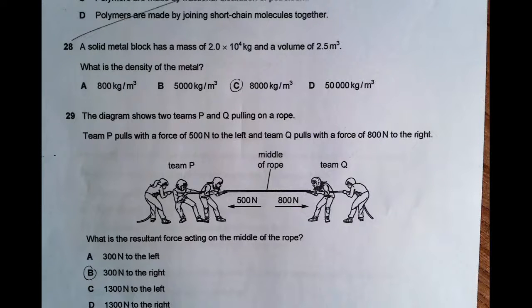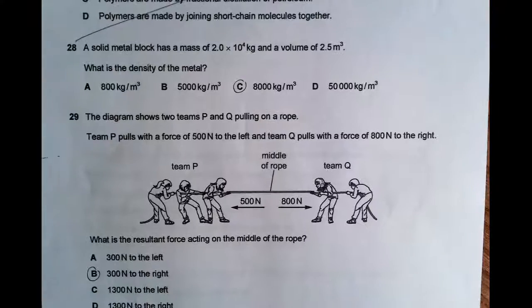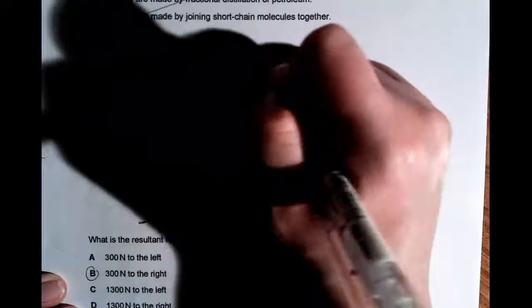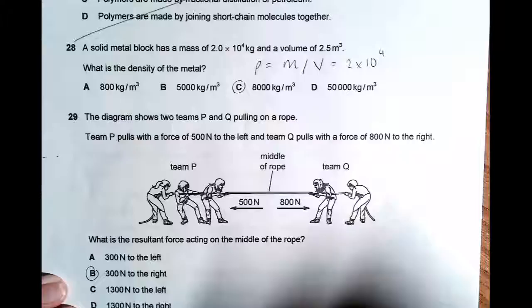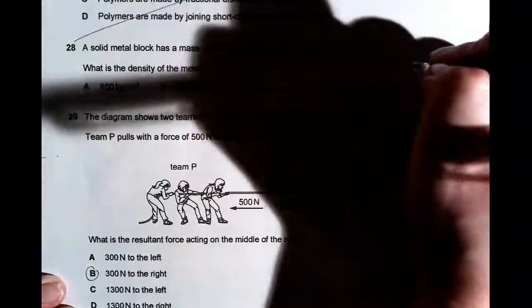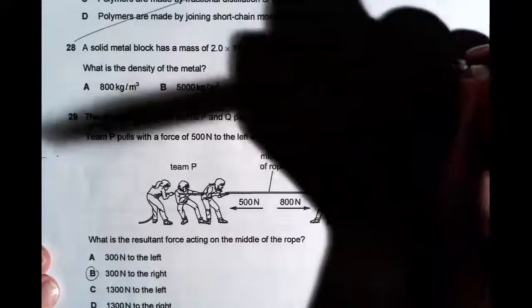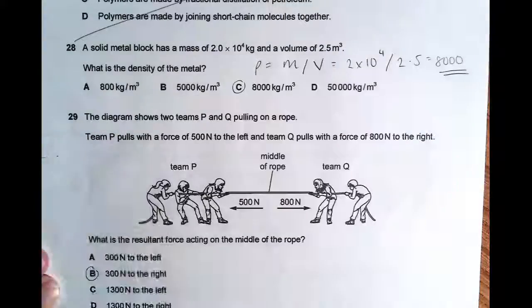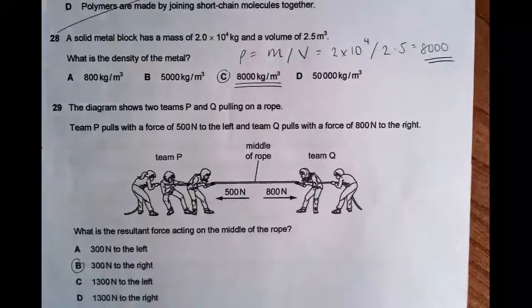A solid metal block has a mass of 2 times 10 to the 4 kilograms and a volume of 2.5 meters cubed. What is the density? So density is mass divided by volume. So you're going to do 2 times 10 to the 4 divided by 2.5, and you get a value of 8,000, giving you C. Okay, so you just need to make sure that you're rearranging your equations correctly.